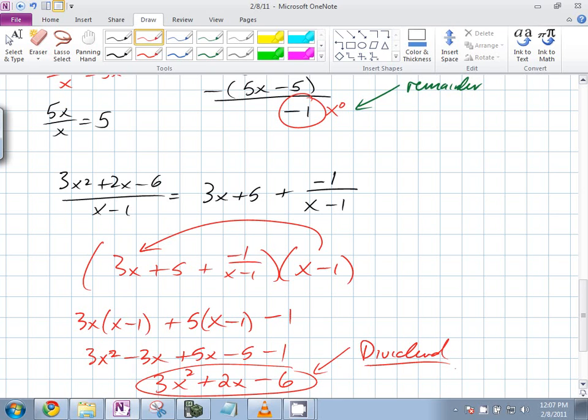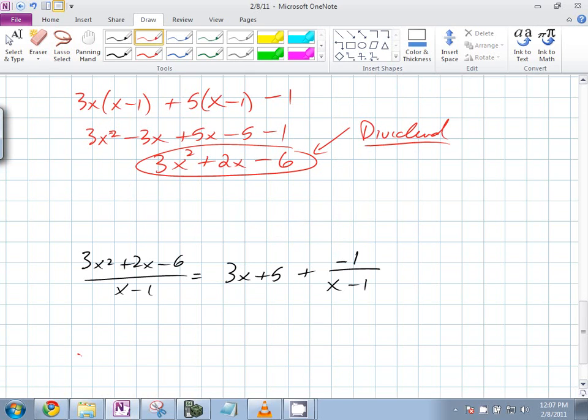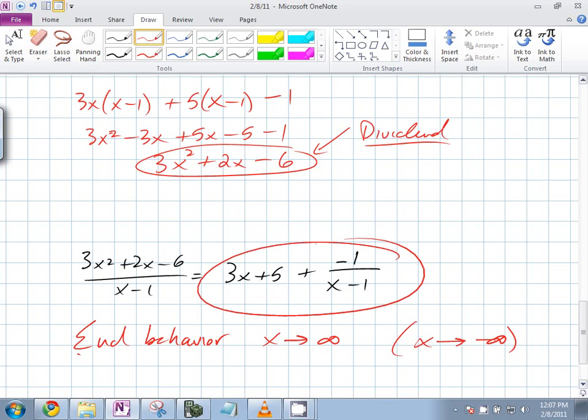Here's the point, everybody. We took that fraction, which was a rational function, and we rewrote it. Do you agree that they're equal? Do you have confidence that they're equal? We are looking at end behavior. What happens as x goes to infinity, and also as x goes to negative infinity? Essentially, what happens to this as x gets huge? Let's look at it in pieces.